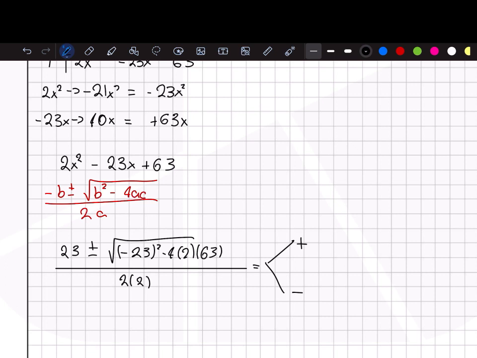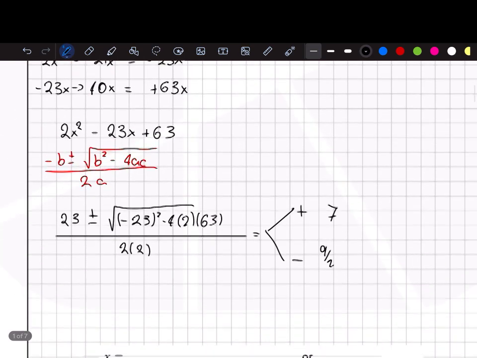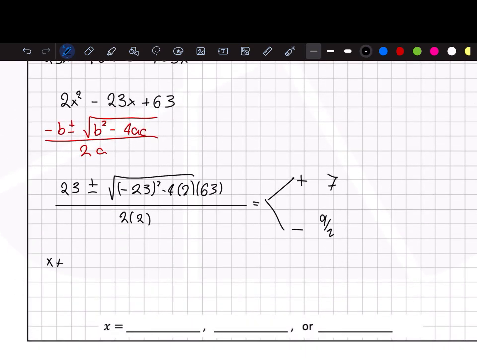So if we work that out, if we do plus, we get 7. And if we do negative or minus, we're going to get 9 over 2. So that means that our three values are x. Well, the very first one was we had x plus 1 as a factor. So that means that x is equal to minus 1. So we have minus 1, we have 7, and we have 9 over 2. There are three roots.